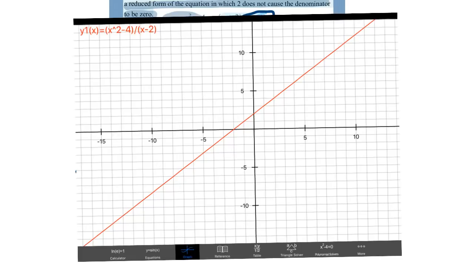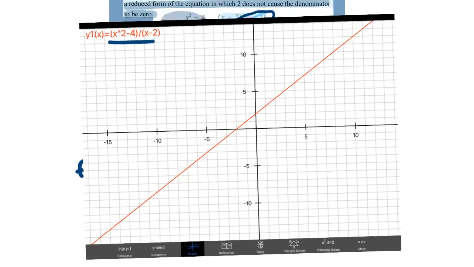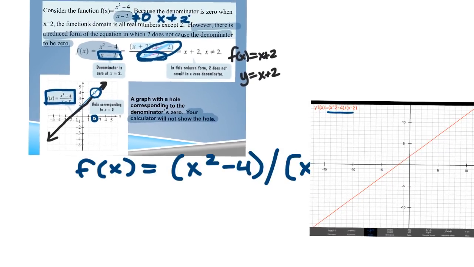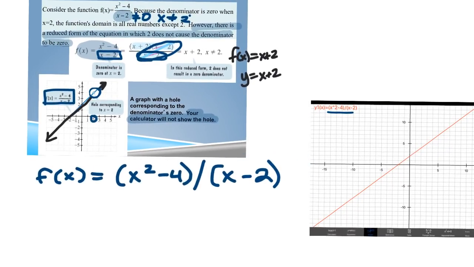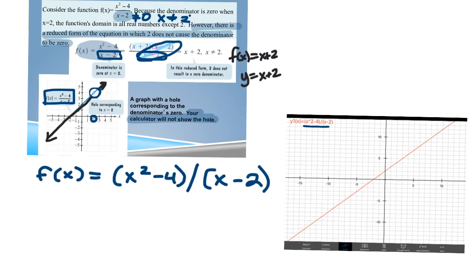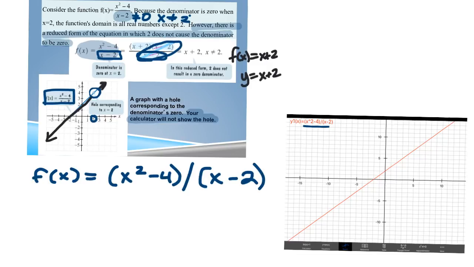So I typed it in as x squared minus 4 divided by x minus 2, and notice that it looks like a straight line. You don't see the hole. Holes are one of the things you have to know to check for. So you always want to make sure, 1, you check for the domain from the beginning, and 2, check to see if your function can be simplified. If it can be simplified, you need to, but you also need to remember to account for the restriction on the domain from the very beginning.